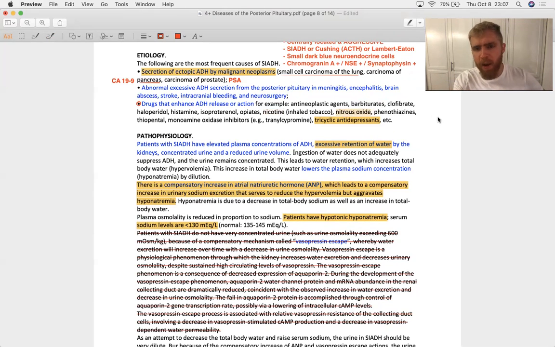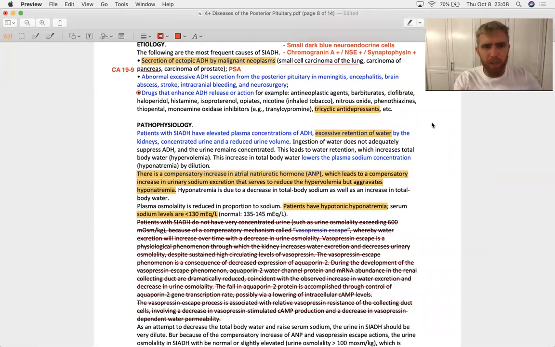Nitrous oxide, NO, pretty sure that's an anesthetic gas. Phenothiazines, no clue. Thiopental, back up there, that's a sedative anesthetic. MAOIs, monoamine oxidase inhibitors, we've seen that in Parkinson's so far. Tricyclic antidepressants, we're going to get there soon.